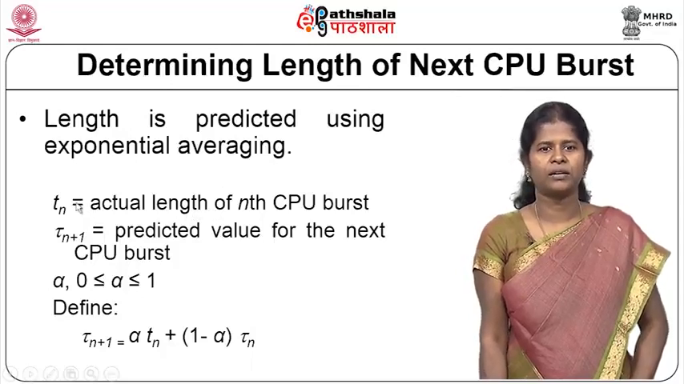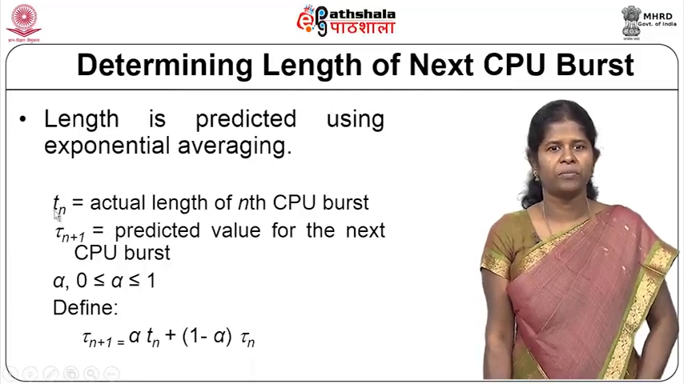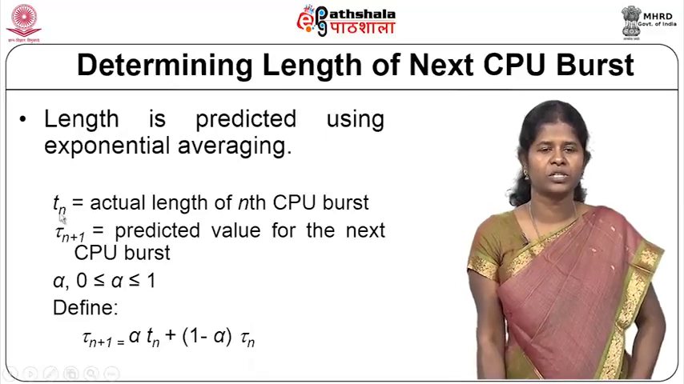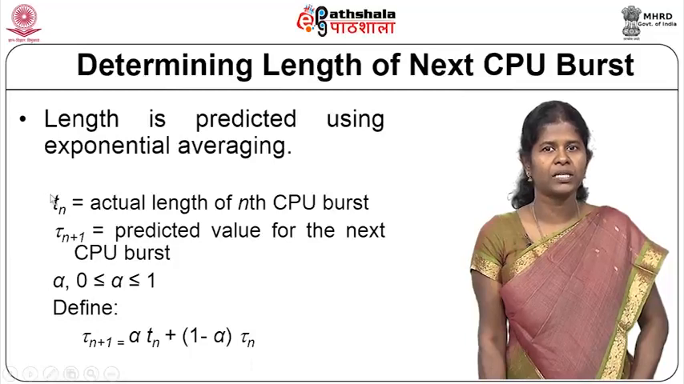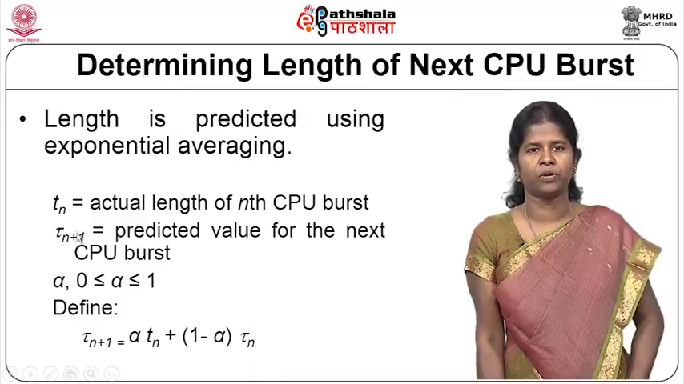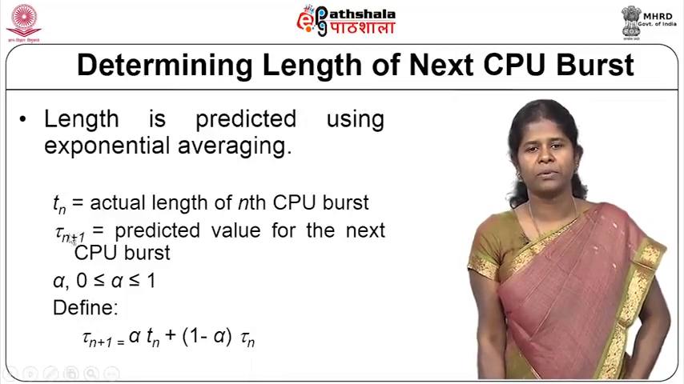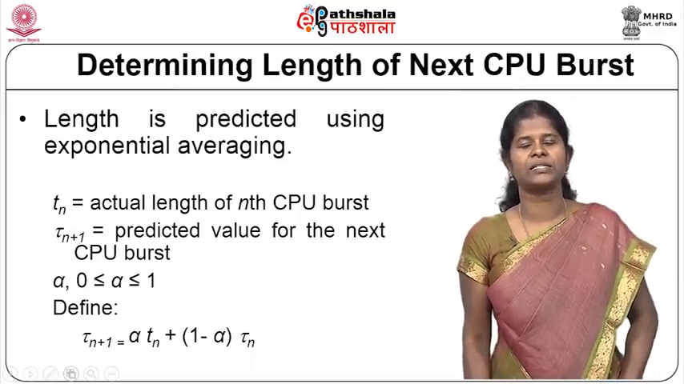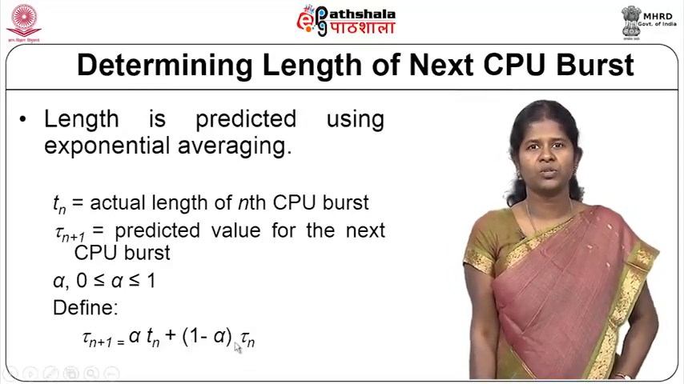So, you consider the nth CPU burst, and the actual length of the nth CPU burst is denoted by Tn. Then, based on this length of the nth CPU burst, the length of the n plus 1th CPU burst, or the next CPU burst, is predicted. That is denoted using tau n plus 1, and this tau n plus 1 is defined as alpha into Tn plus 1 minus alpha into tau n.